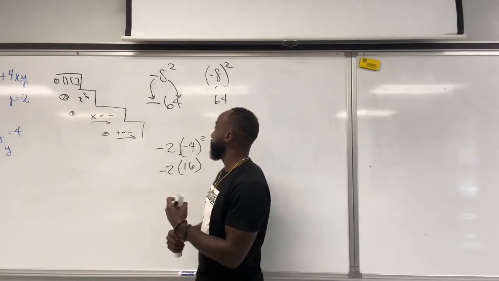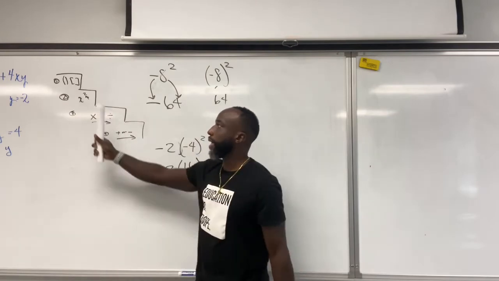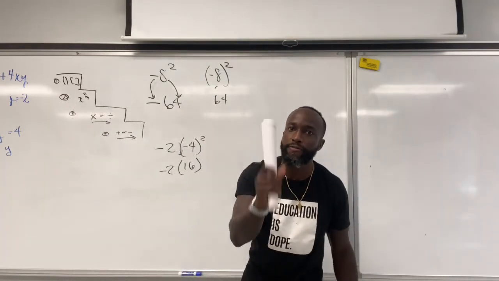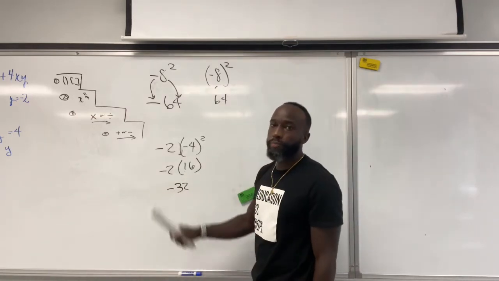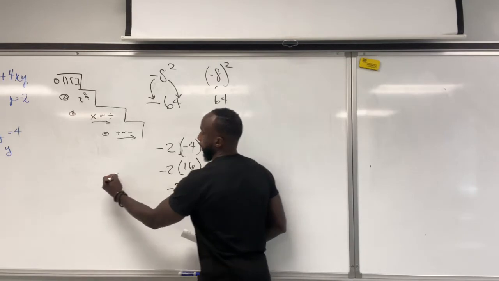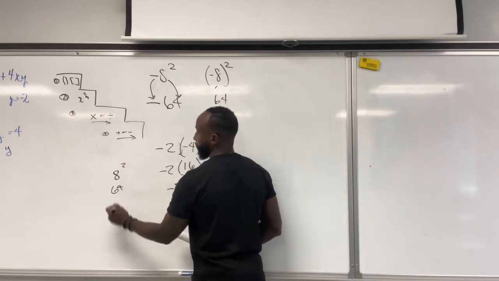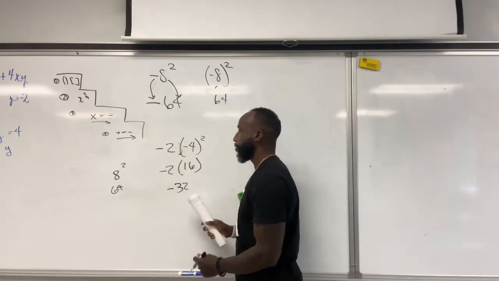What often happens is when we have a problem, people will multiply before they raise to a power. Always raise to the power first, right? So here you should have got -32, but what people will usually get is an 8 raised to the second power gets 64, because they multiply first. Always raise to the power first.